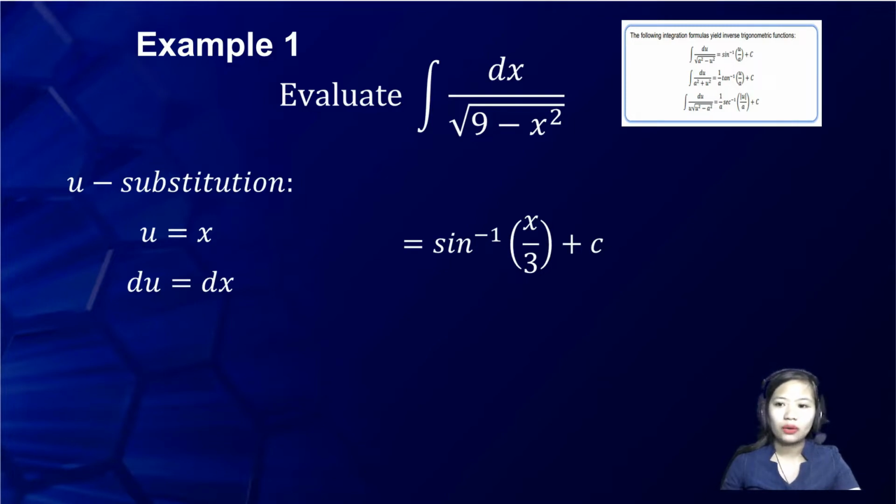Because our u is equal to x, we substitute that into x. Then our a is 3. So we have the arc sine of x over 3 plus c.